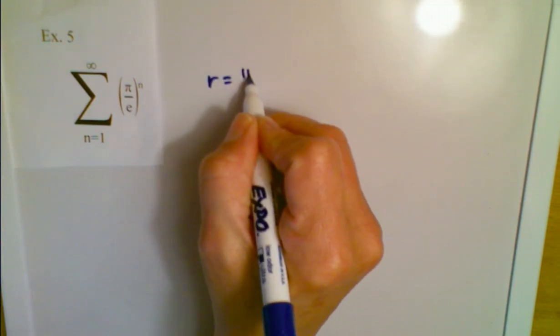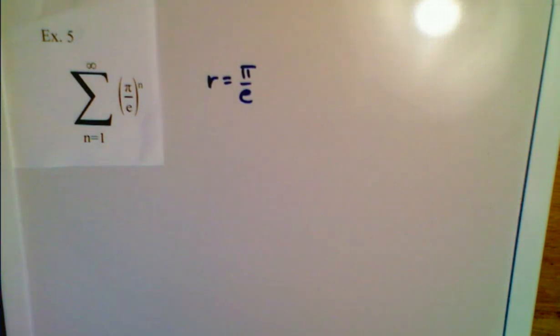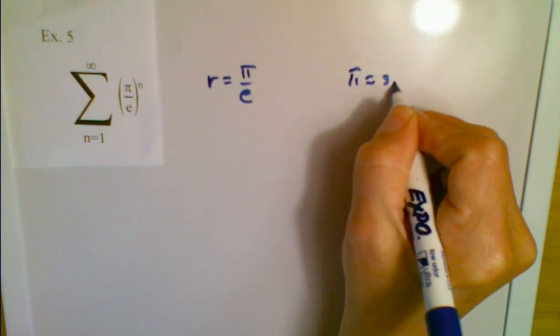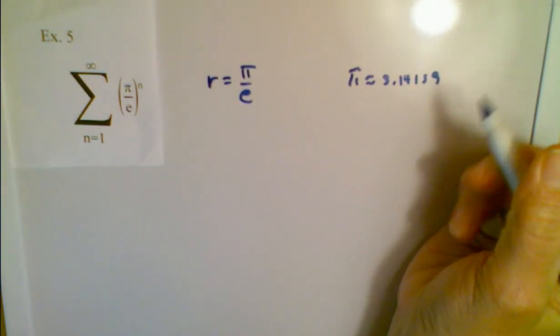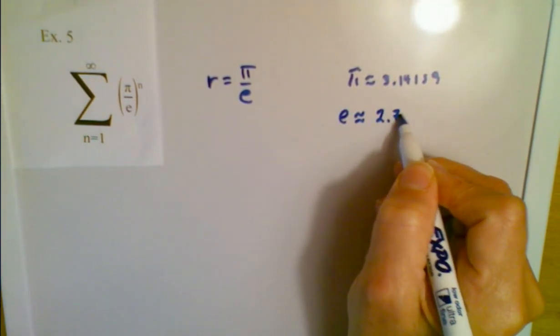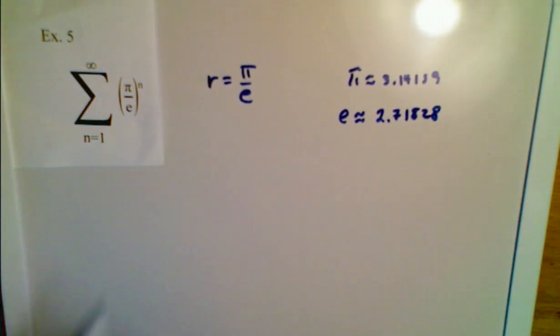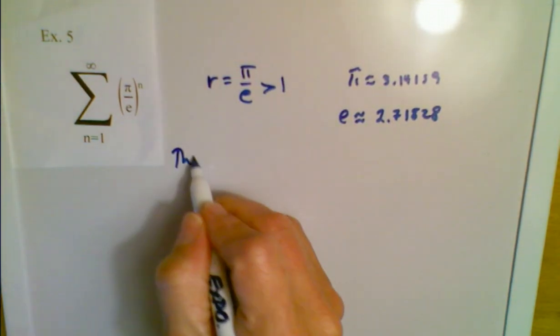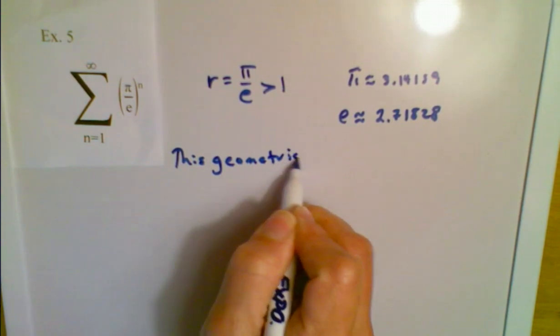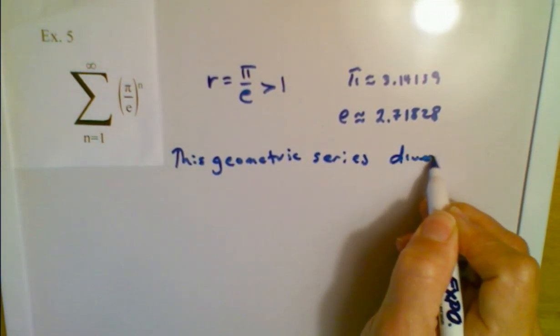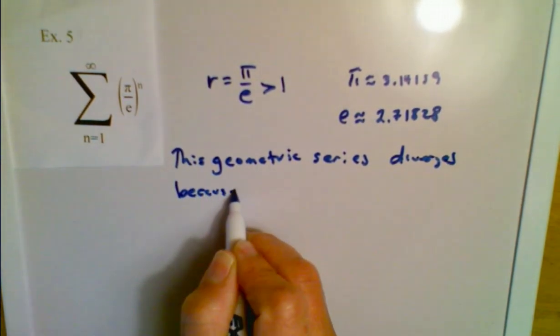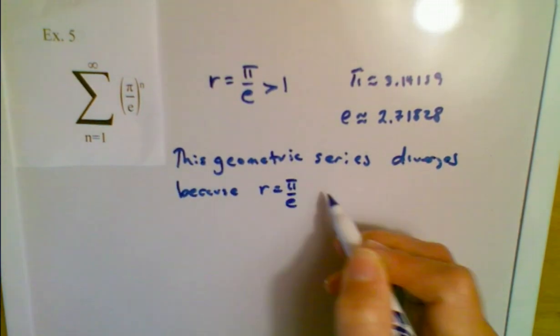Example 5. We have the sum n equals 1 to infinity of pi divided by e to the n. Looks like we have a geometric series, and I really think that I can quickly identify that my r is pi divided by e. But now I need to think, what's the absolute value of pi divided by e? Well, I know pi is approximately 3.14159, and I know my e is approximately 2.71828. Well, that ratio is greater than 1. This geometric series diverges because r is equal to pi divided by e, and that's greater than 1.